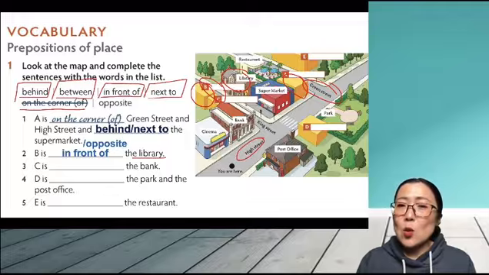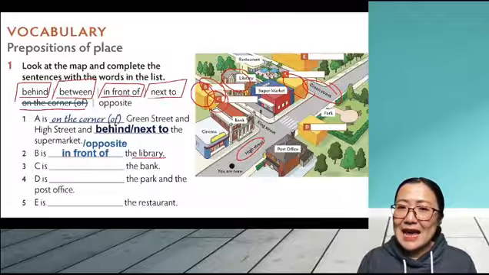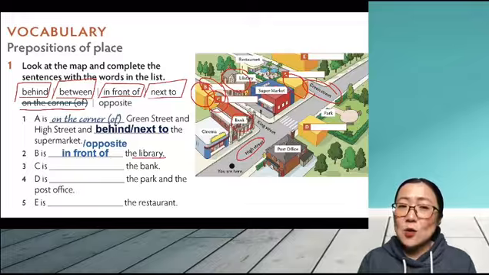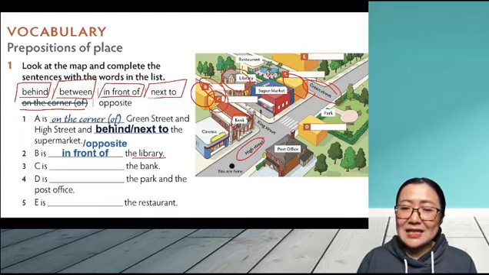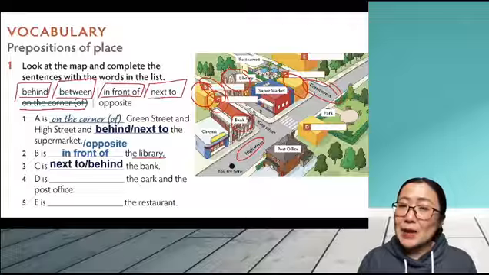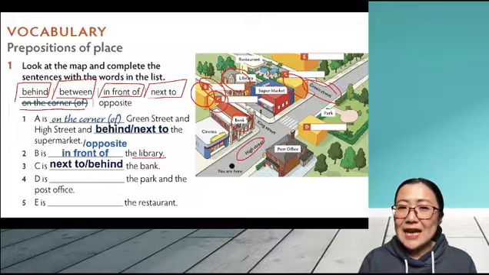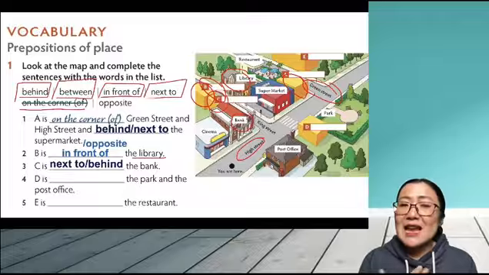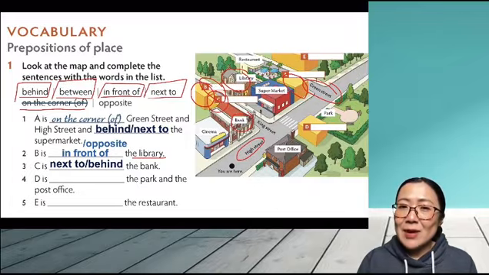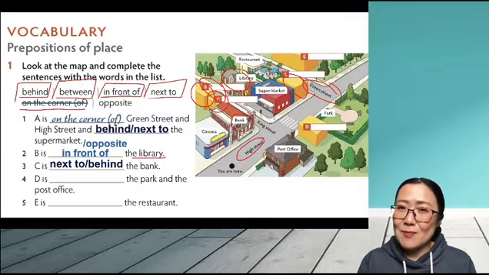And now let's take a look at C. C is what, the bank? Let's see. C is here, right? And this is the bank. So we can say C is what, the bank? Right? I can say that C is next to the bank or it's behind the bank, right? 你看 C 呢，它一方面离 bank 非常的近，就紧挨着，在它的旁边。So we can say next to. 另外一方面呢 C 又在 bank 的后边，我们也可以说 behind the bank.